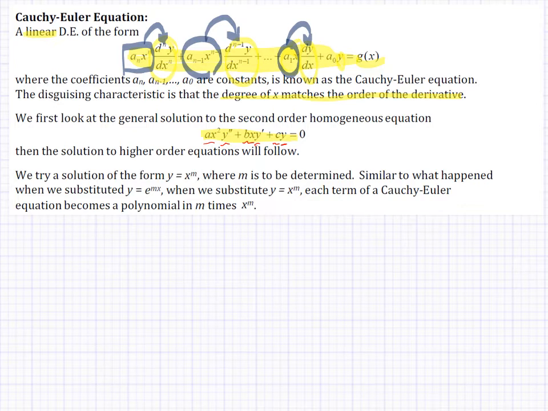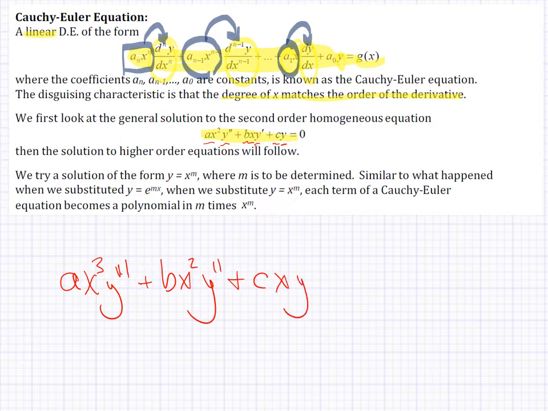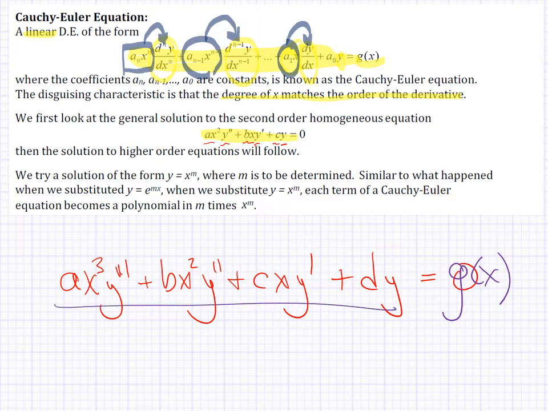If you were to look at, say, a third order, it would be ax cubed times the third derivative plus bx squared times the second derivative plus cx times the first derivative plus d times y equals 0 if it's homogeneous, or equal to g of x if it's non-homogeneous. And so it has to have that specific form to be Cauchy Euler. If any of this is not right, let's say this is fourth power here, then this is no longer Cauchy Euler. So it's a very, very specific type of equation.